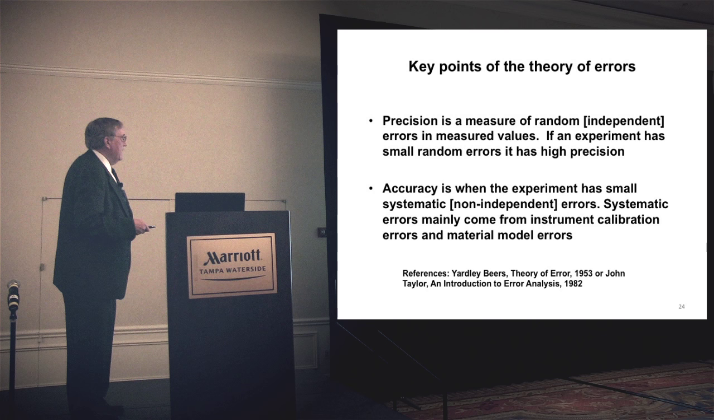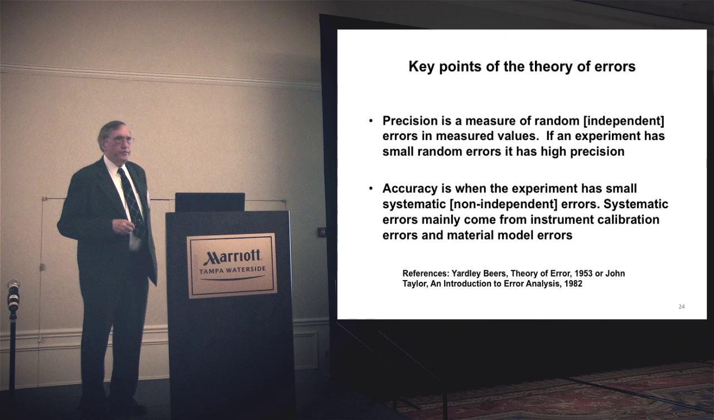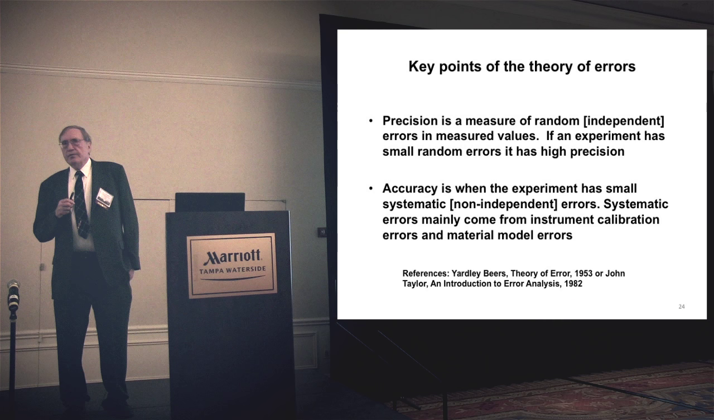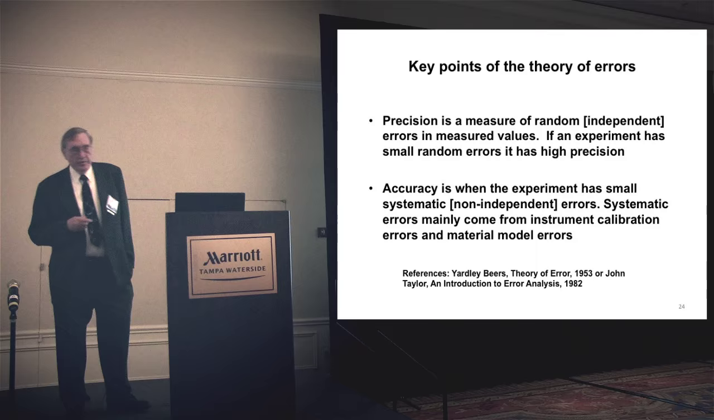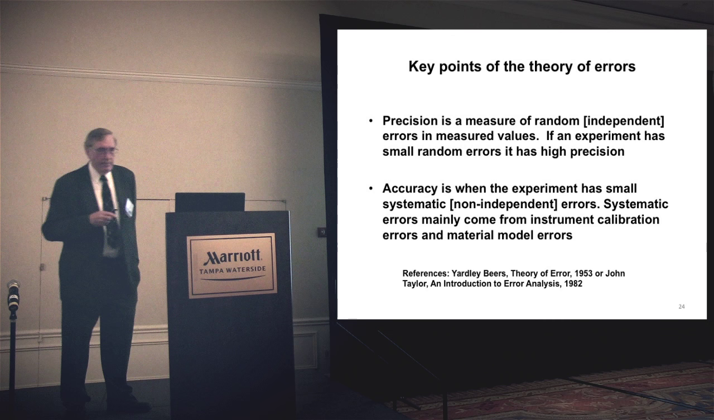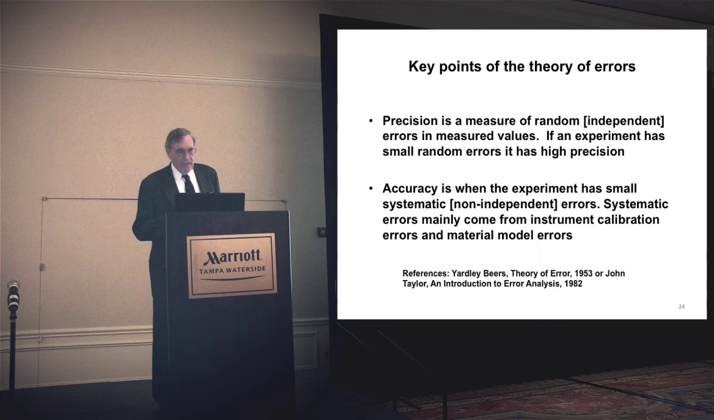And that's fine. Accuracy, though, is when experimental data has systematic, which means non-independent, errors. The systematic errors mainly come from instrumentation calibration, but they can also come from material model errors, which I think I've demonstrated, or I hope I have. If you don't have the correct material model, for example, in elastic plastic materials, and you measure the free surface velocity, and you want to interpret that to calculate the accurate particle velocity without the symmetric impact, you'd better have a good elastic plastic model. Then you will do a good job. So that's the real point: systematic errors are not easy to do. Random errors are actually not hard. Systematic errors are a little tougher.